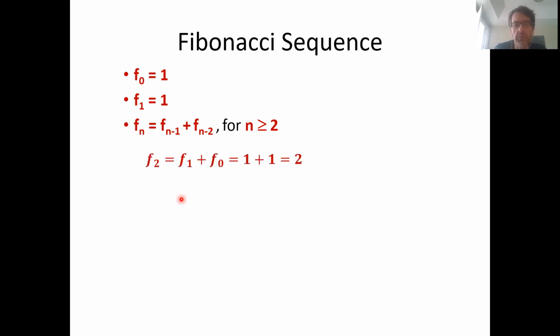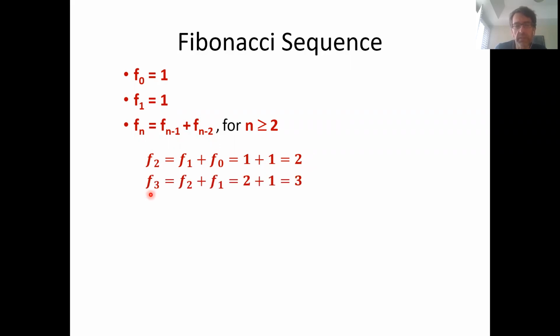Let's see how to evaluate this. For n equal 2, this formula reads f2 is f1 plus f0, right? This is this formula for n equal 2, and here I have it written. And now I just substitute, because I'm lucky: f1 and f0 are both defined by the base case. They're both 1. So it turns out that f2 is 2.